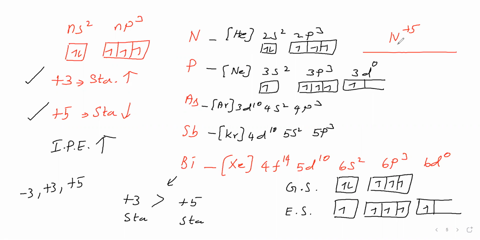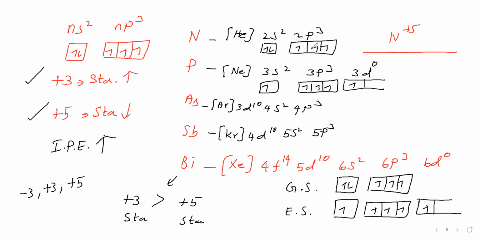Nitrogen can show the +5 oxidation state, but nitrogen cannot form 5 bonds, because 5 unpaired electrons are not there in nitrogen. Therefore, nitrogen cannot form 5 bonds. Nitrogen can form a maximum of 4 bonds.